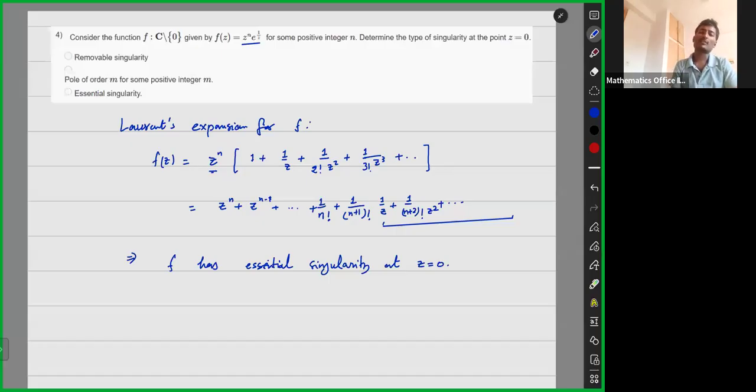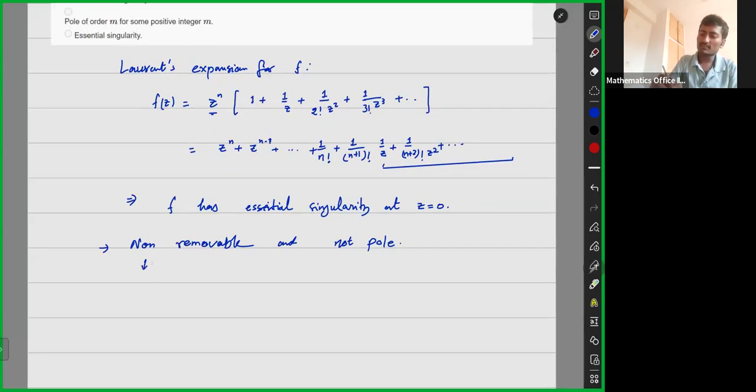It is not removable, first of all, because the limit of the function does not exist. When it is a removable singularity, once we define a value, the function remains continuous and holomorphic. So this is one way of proof. Another way is to show it is non-removable and not a pole. Non-removable, we can check directly, since the limit as z goes to 0 of f of z does not exist. This we have to check. And not a pole means the limit of mod f is not going to infinity as z goes to 0.